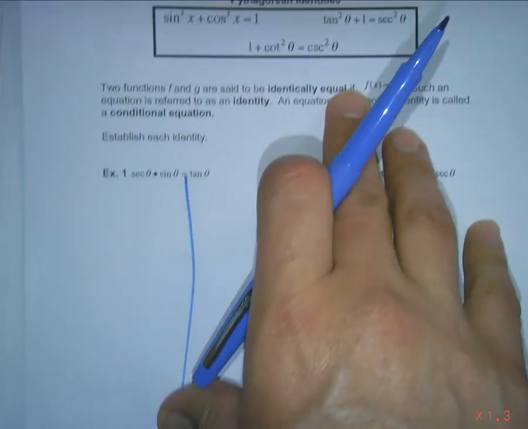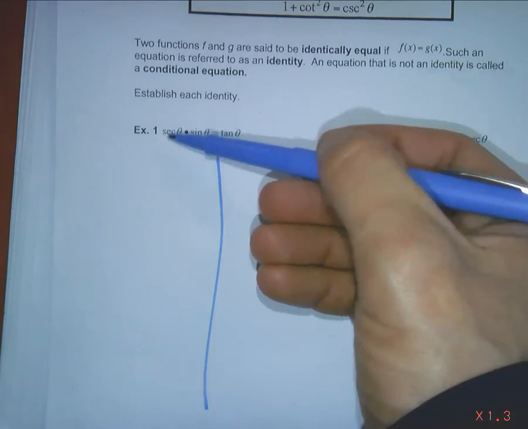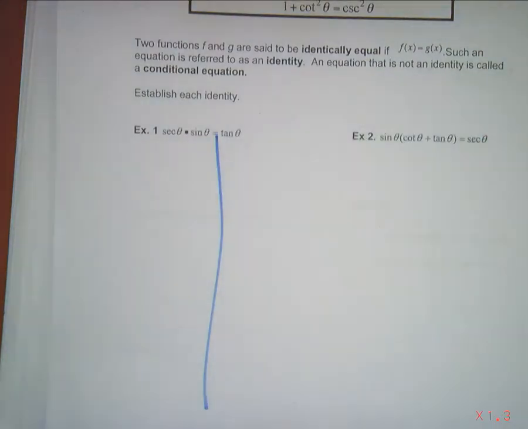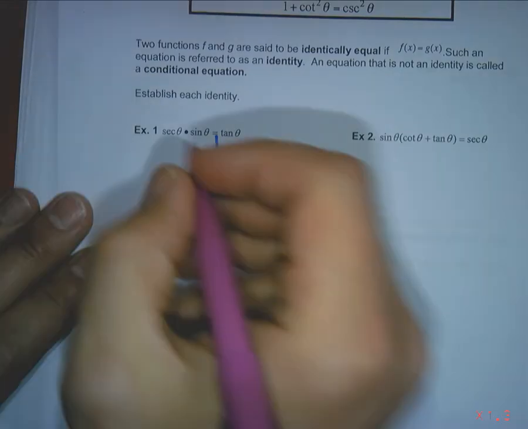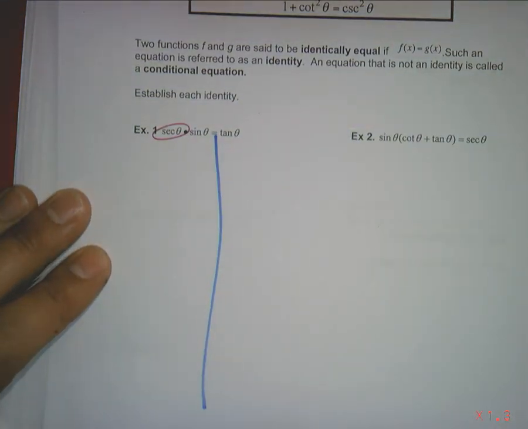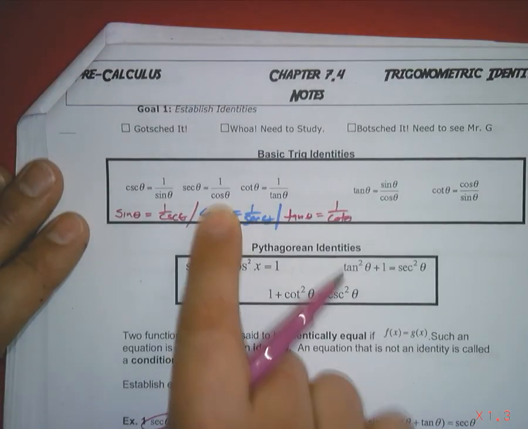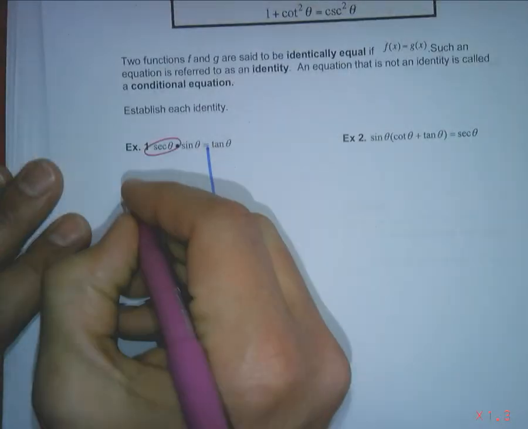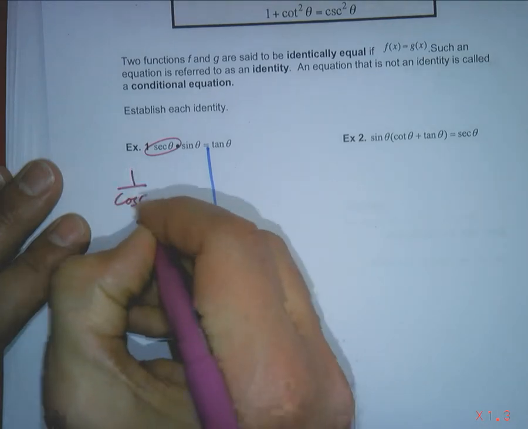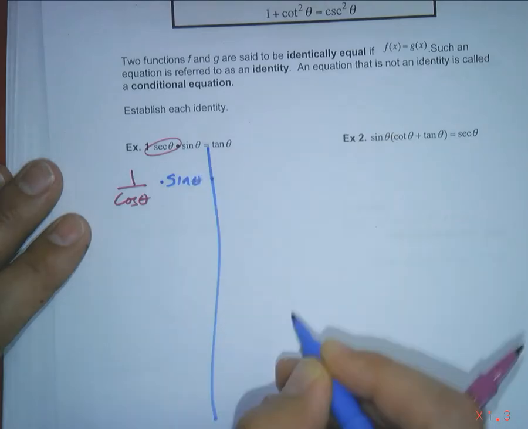So as I take a look, I already got a sine, but then I got this secant here. So what I want to do is I want to try to change secant in terms of sines and cosines. So what do you guys remember as secant being? What is that guy? Yeah, so if I take a look, secant is 1 over cosine here. Okay, so I'm going to go ahead and change that. And now that's times the sine of theta.